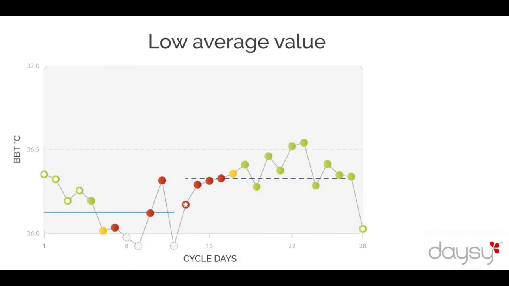A relatively low average temperature, as can be seen in the example curve, can indicate an underactive thyroid gland. This is called hypothyroidism. If your waking temperature is below 35 degrees Celsius, 95 degrees Fahrenheit, the Daysy app will notify you after syncing. Temperatures below 35 degrees Celsius, 95 degrees Fahrenheit, are automatically excluded from the algorithm and displayed as a yellow or red day if it falls within the fertile window.